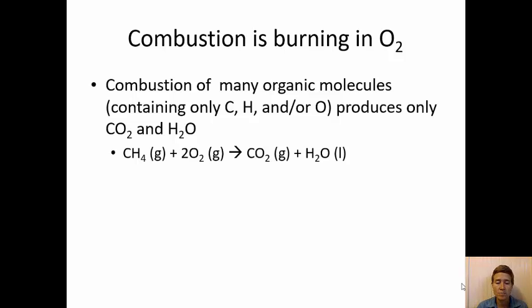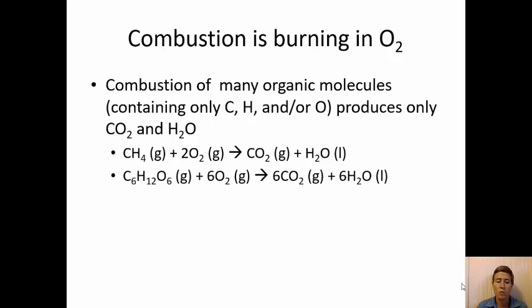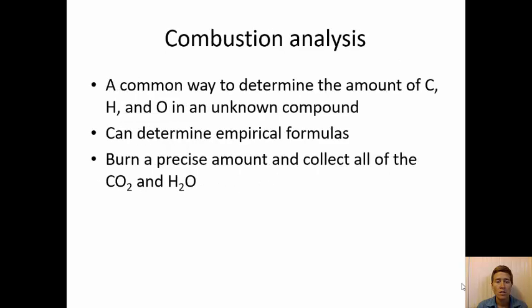So if we burn methane, we get carbon dioxide and water. We burn sugar, we get carbon dioxide and water. Okay, the balancing, of course, is going to be a little bit different, but we get carbon dioxide and water. So combustion analysis is a way that we can use to determine the amount of carbon, hydrogen, and oxygen in some unknown organic compound. This is one of the ways that you can determine that data that we've used to determine empirical formulas.